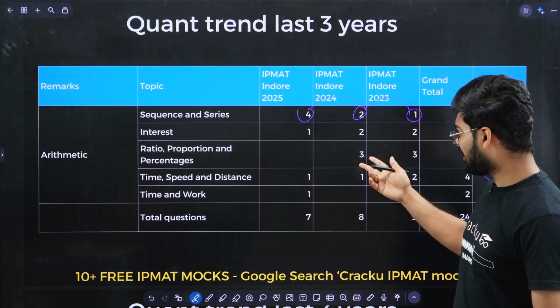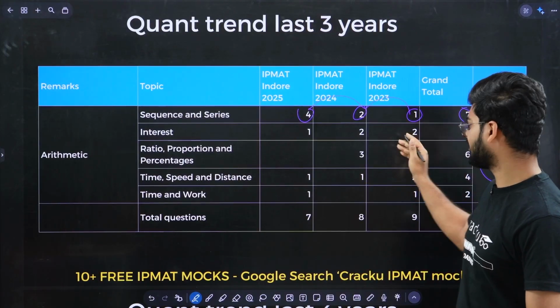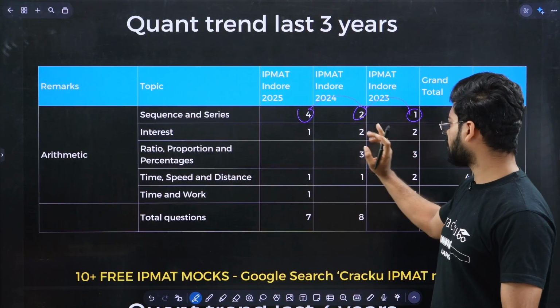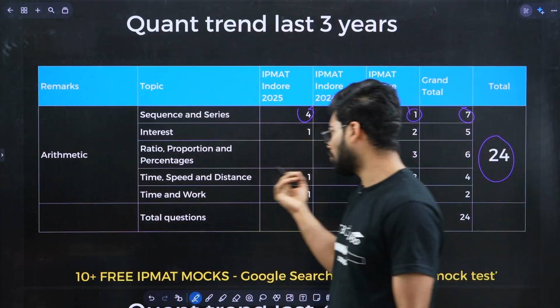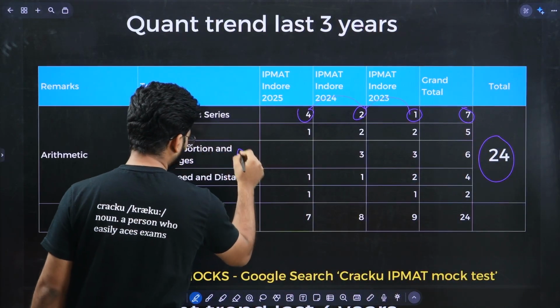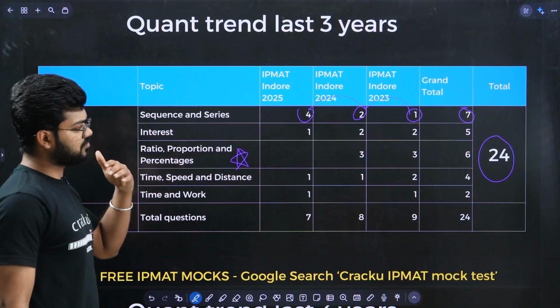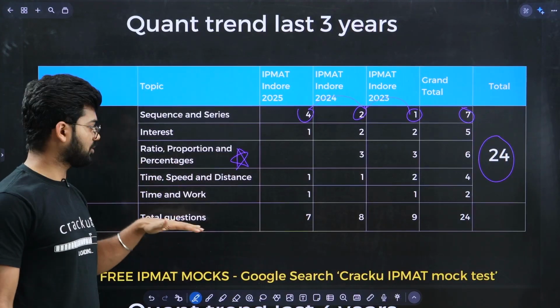Okay, let's see interest. It is also consistently coming: 2 questions, then 1 question. Ratio, proportion, and percentages are more important. Why am I saying this? Because this can be used in every type of chapter or concept.